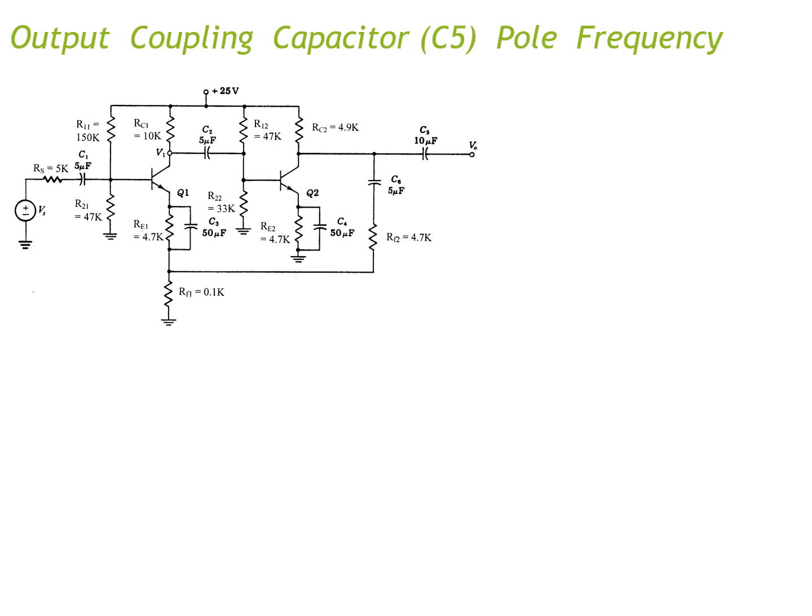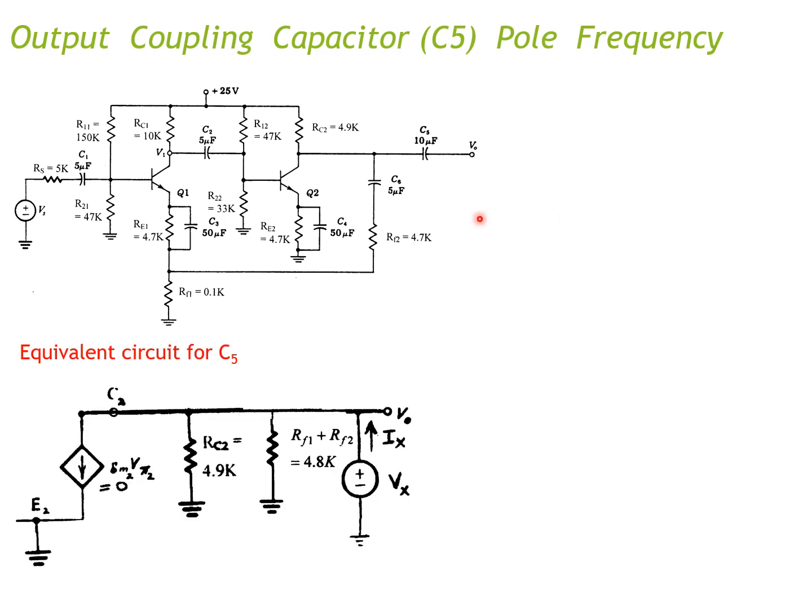Now we are moving to the output coupling. So we put a VX at the output coupling capacitor, shorted everything out, working slowly to this side until you see that gmVπ, you stop. So you're gonna have RC2, and you're gonna have R2, which is the sum of RF1 and RF2. So the resistance RXC5 is gonna be the sum of these two guys.